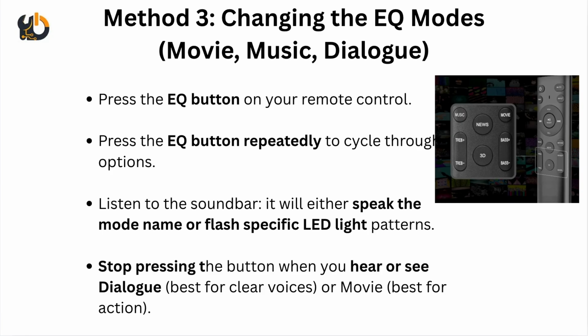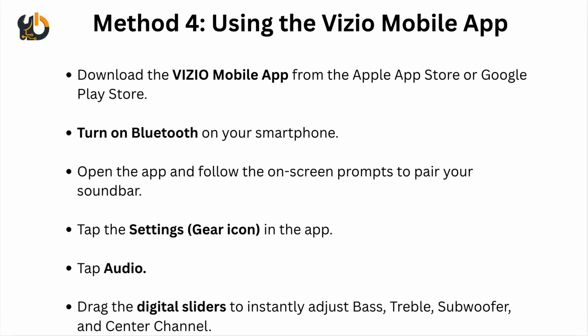Best for clear voices or movie. Best for action. Fourth method is using the Vizio mobile app. Download the Vizio mobile app from the App Store or Google Play Store. Turn on Bluetooth on your smartphone. Open the app and follow the on-screen prompt to pair your soundbar.